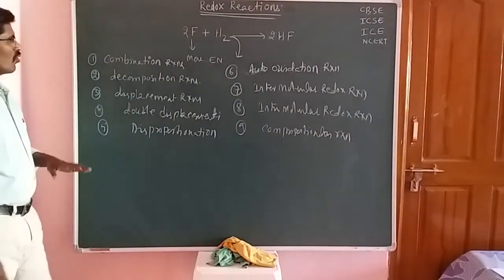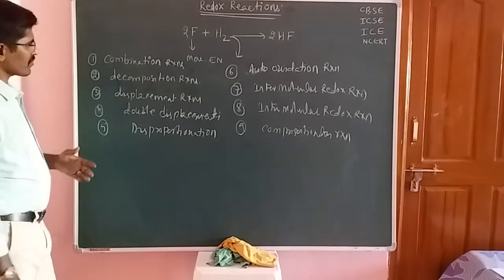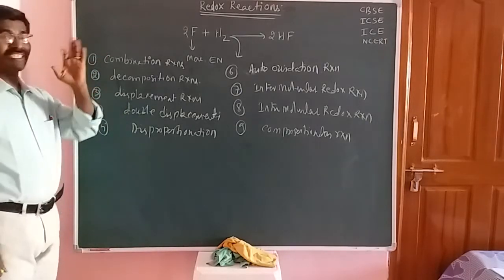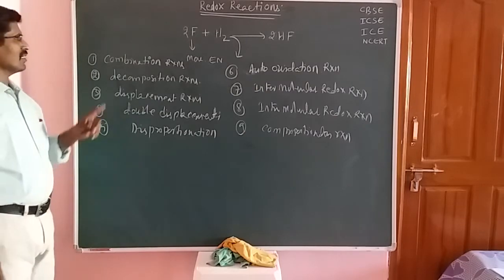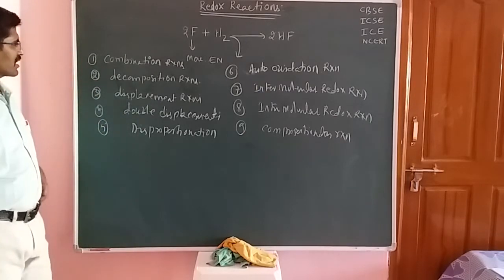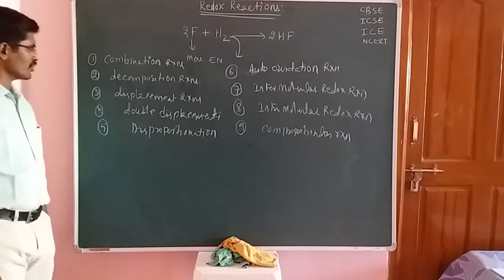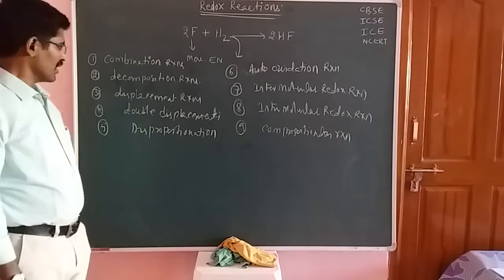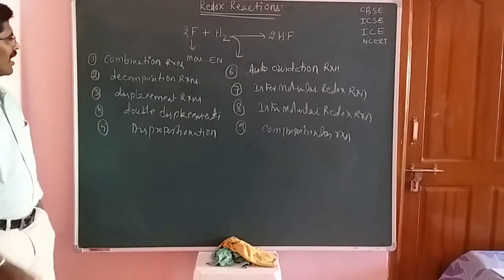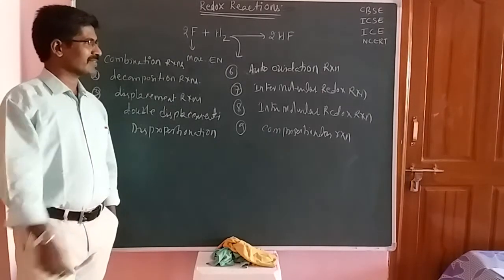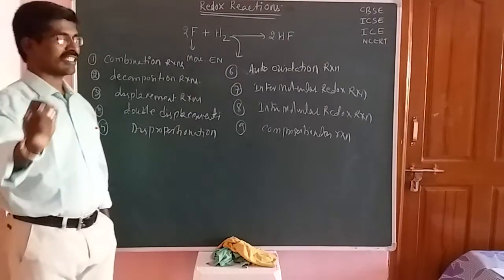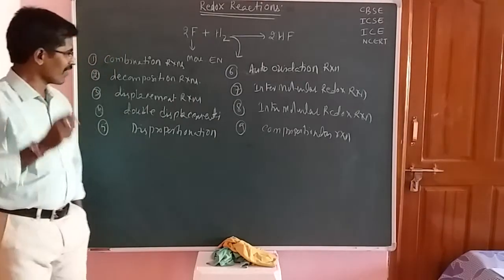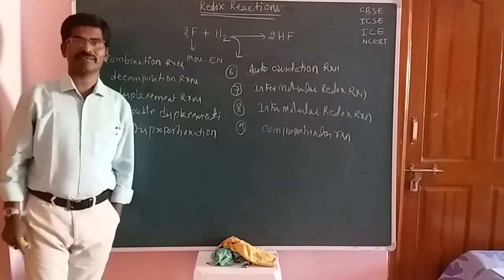Okay, students, I hope you will write down and note these points. The types I am listing are types of redox reactions, not just chemical reactions. First combination reactions, decomposition reactions, displacement reactions, double displacement reactions, and disproportionation reactions, and next the auto-oxidation reaction, intermolecular redox reactions, intramolecular redox reactions, and the last one is the comproportionation reactions.